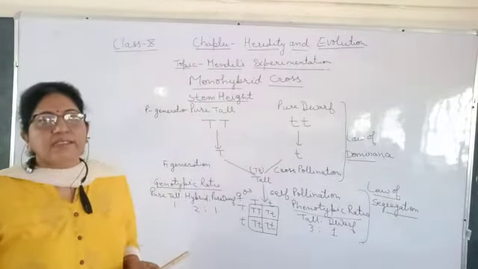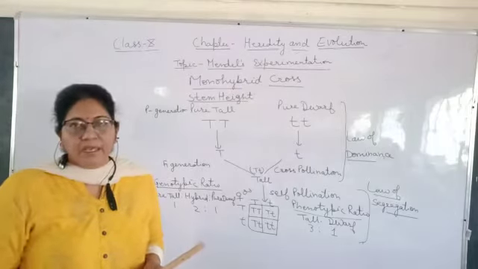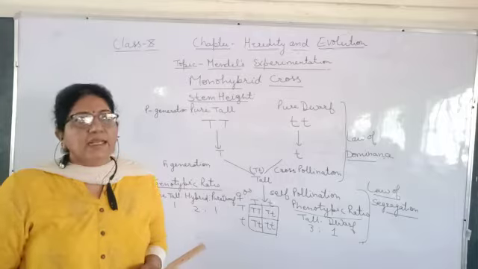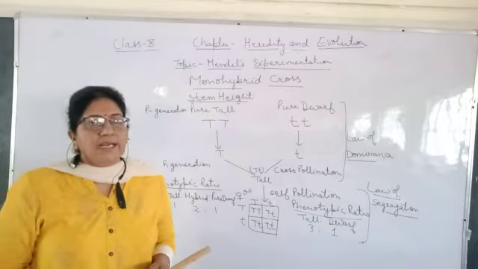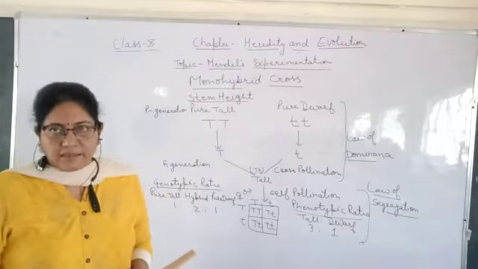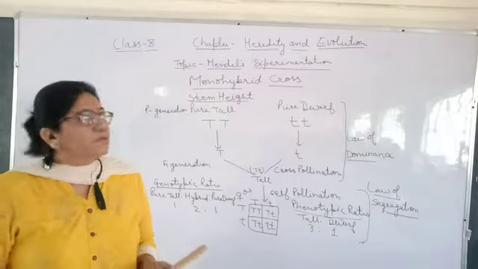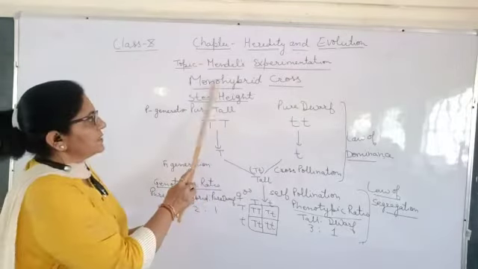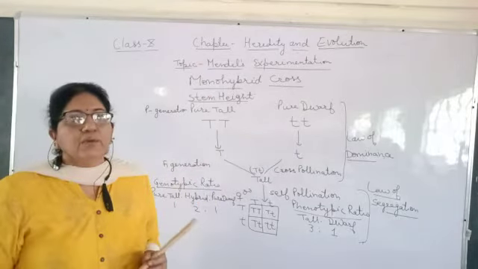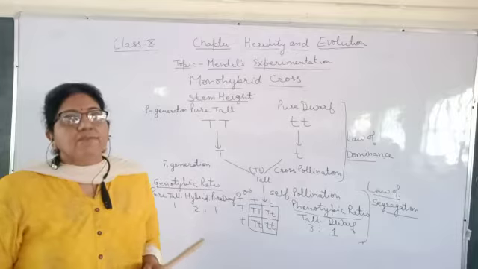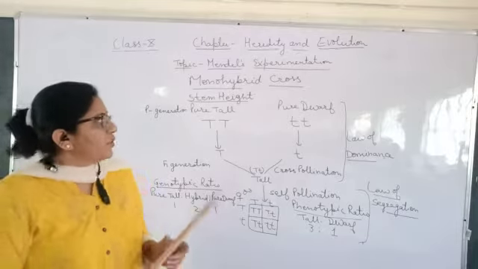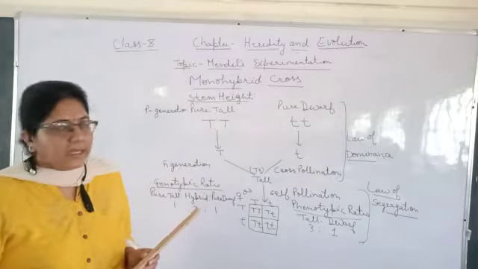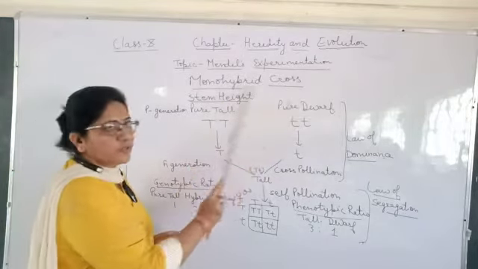We have already discussed that Mendel selected the garden pea as an experimental material because it is bisexual, it has a short lifespan, as well as it has 7 contrasting traits. And today we are going to start with the monohybrid cross. Mono means Mendel selected only one trait and then came out with the observations. So Mendel selected the stem height with the 2 contrasting alleles of pure tall and pure dwarf.